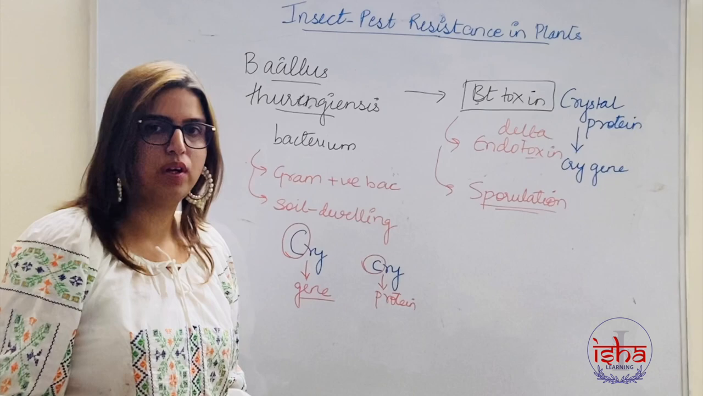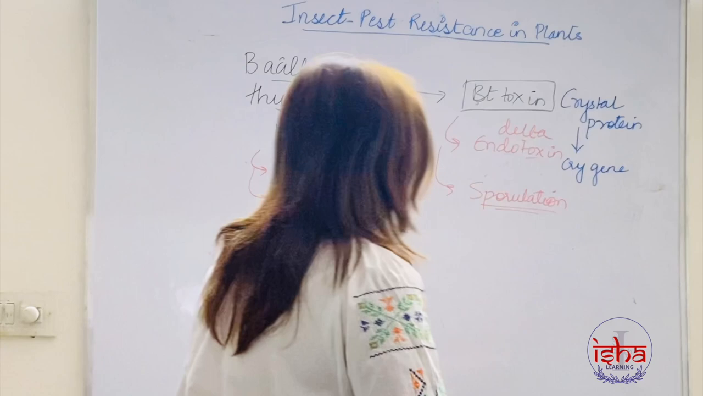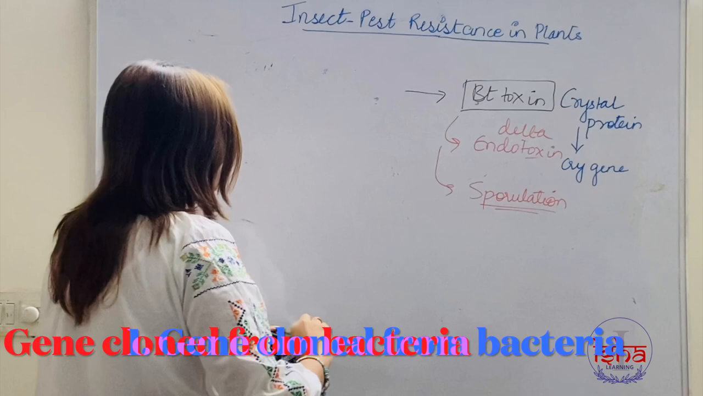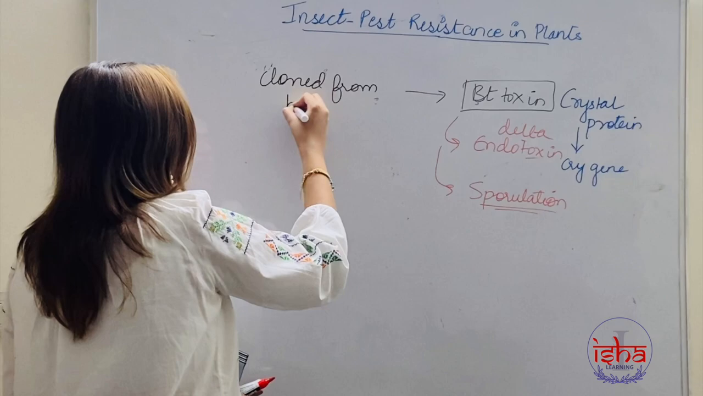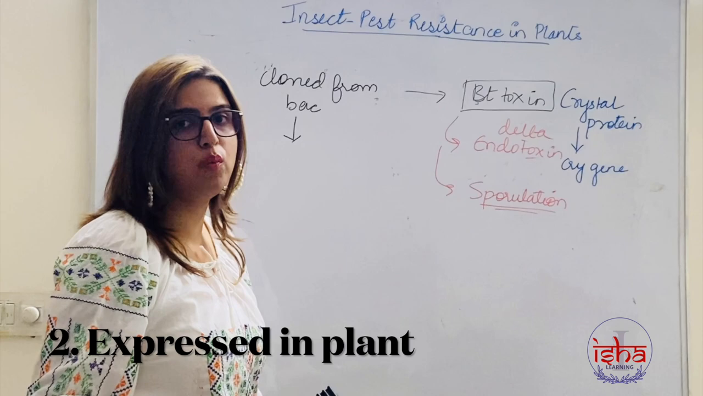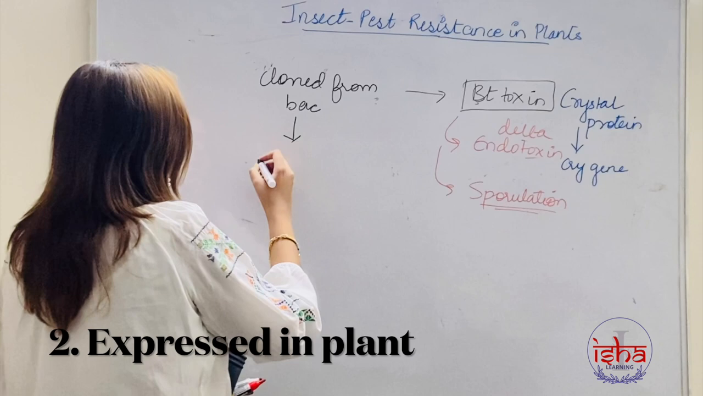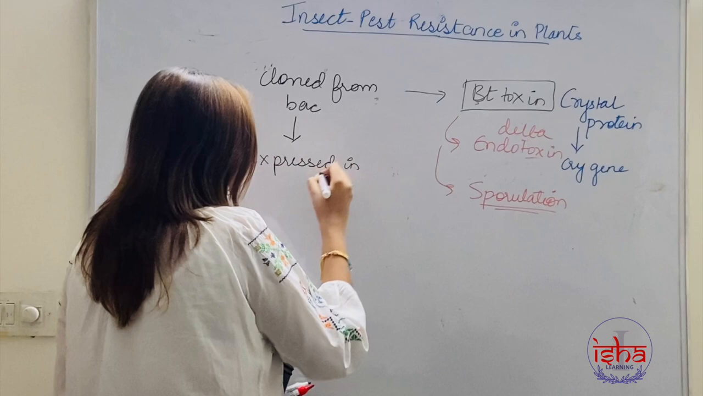Now, what are we doing? We are cloning out this gene. We're getting this gene out of this bacteria. So this gene is cloned from the bacteria and expressed in what naturally? Expressed in the plant, because it is the plant that we want to become insect pest resistant. So it is expressed in the plant. Excellent. So now my plant is producing this crystal protein.